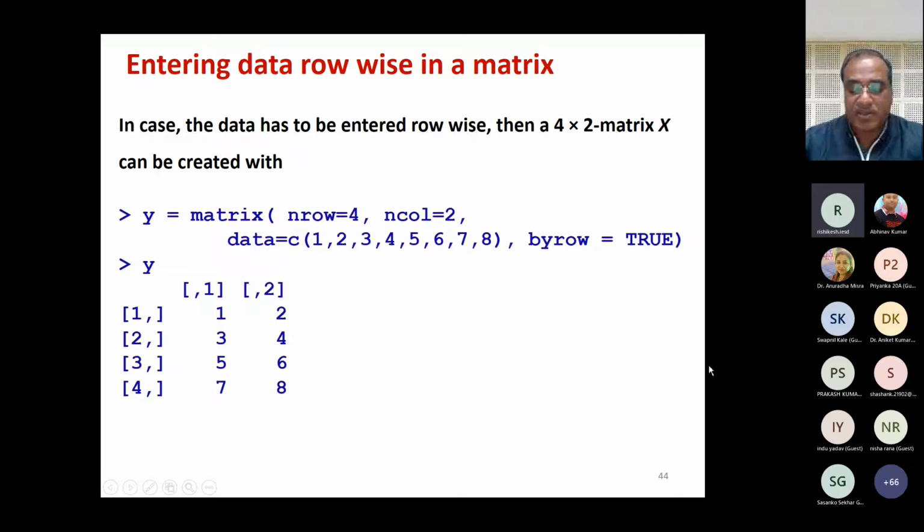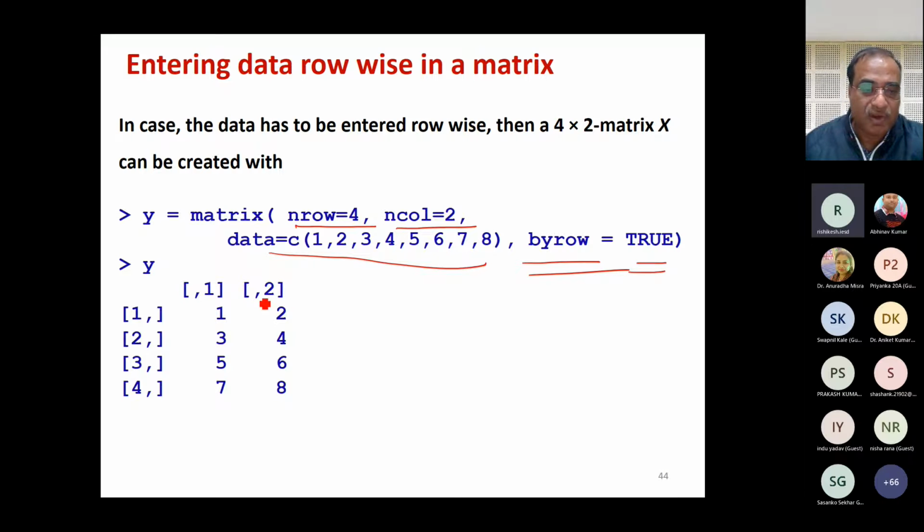Now, if you want to arrange the data row-wise, then you have to make it byrow equal to TRUE. In this case, you will see nrow is the same 4, ncol is the same 2, and the data is the same, 8 values. But now the data is going to be like this: 1 to 2, 2 to 3, 3 to 4, 4 to 5, then 6, then 7, and then 8. So this is how we can control the entry of the data in the matrix, whether it has to be row-wise or column-wise.